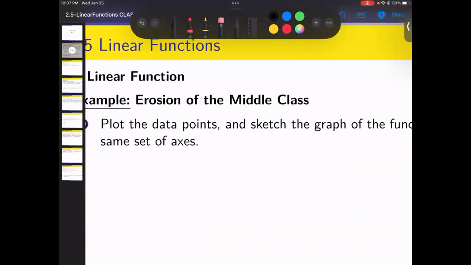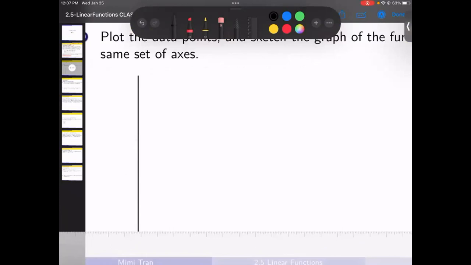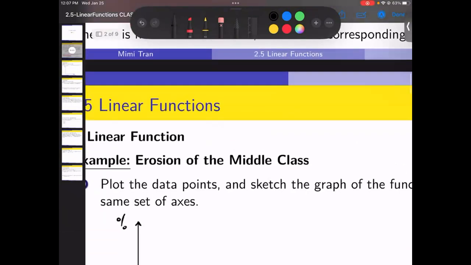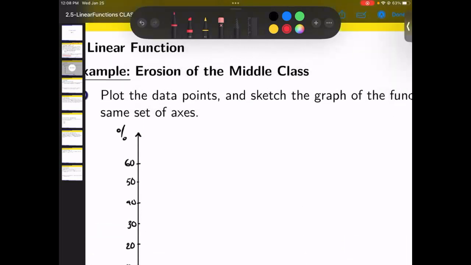All right, let's plot some points. 1971, that's t equals 0. That's my y-axis, my x-axis. You have to label your x and y-axis as well. t goes here, and the y-axis is the percentage. So t equals 0 is 61%. Let me scale it, 10, 20, 30, 40, 50, 60. So at t equals 0, the percentage is 61%.